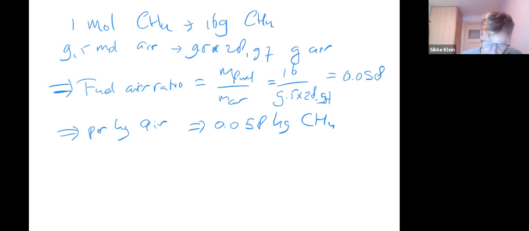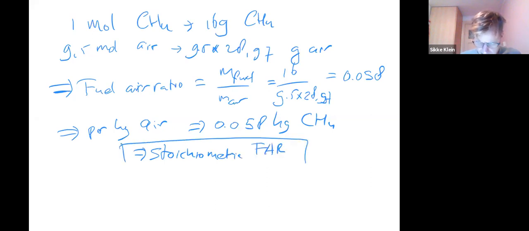This is really the stoichiometric fuel-air ratio. This is an important one. This is for CH4, but you can do it for all kinds of fuels. I think it's good to do it a little bit yourself, but that's important. So this is the stoichiometric fuel-air ratio: 0.058 kilogram CH4 per kilogram air.